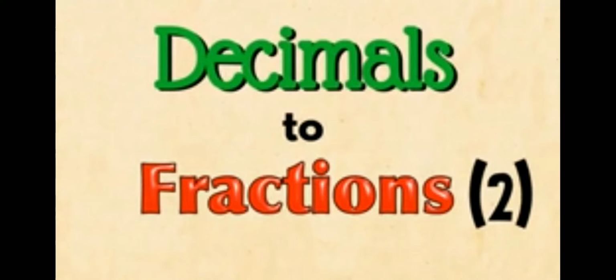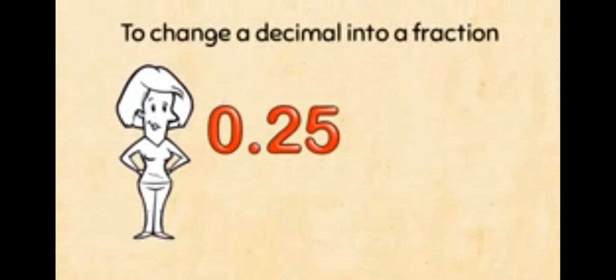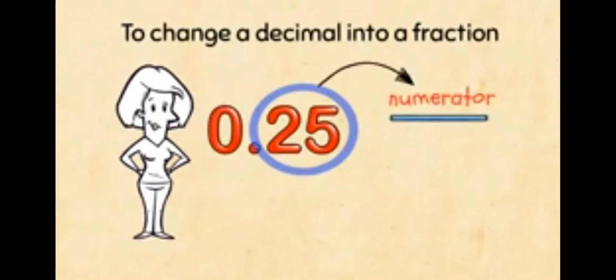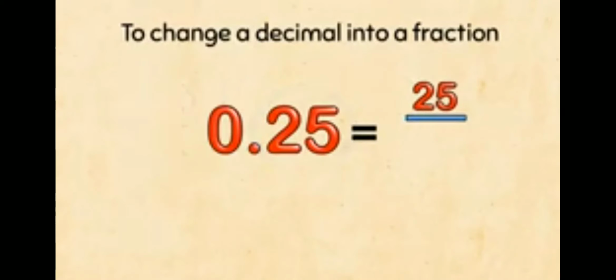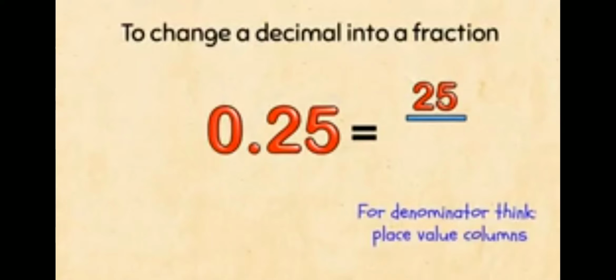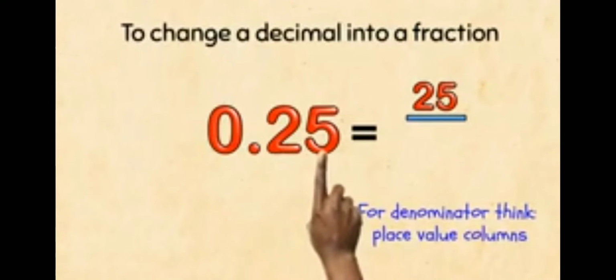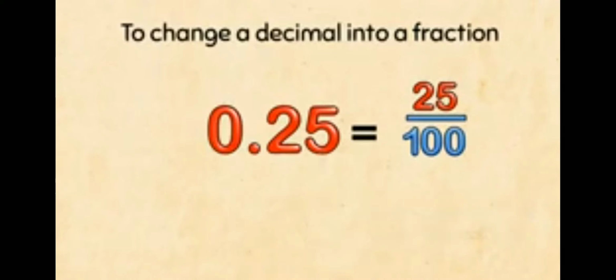Part 2. We know that to change a decimal number into a fraction, the decimal part becomes our numerator. Our numerator is going to be 25. For the denominator, we think through our decimal place value columns. Tenths, hundredths. We have 25 hundredths.